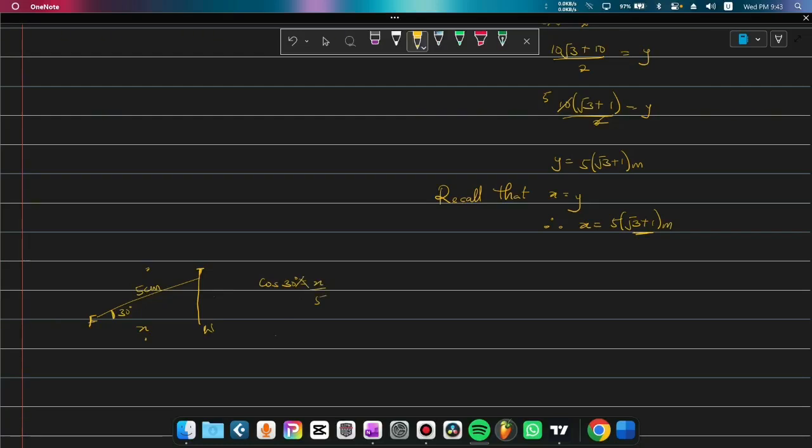Cosine 30 is, yes, root 3 over 2. You are on point. It is equal to x over 5. So when you cross multiply, you have 5 root 3 is equal to 2x. Are we together? And we can divide both sides. Therefore, x is going to be equal to 5 root 3 over 2.